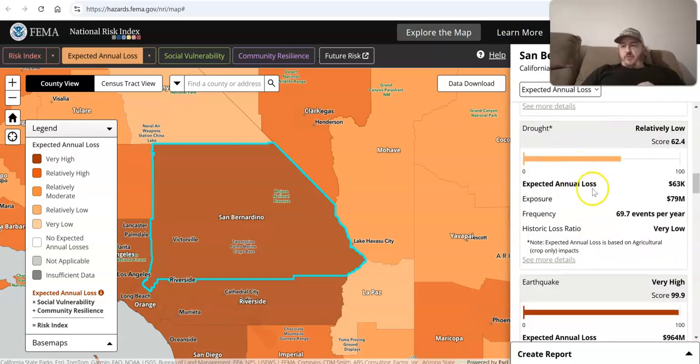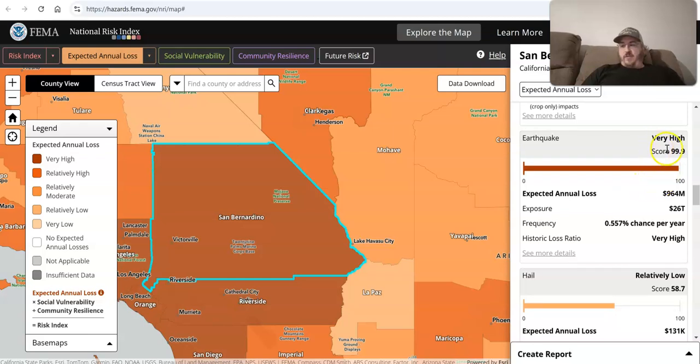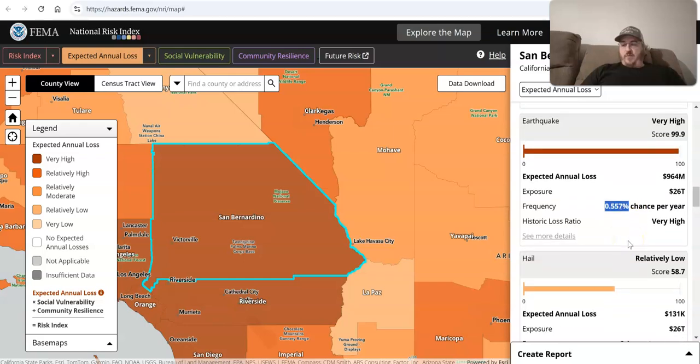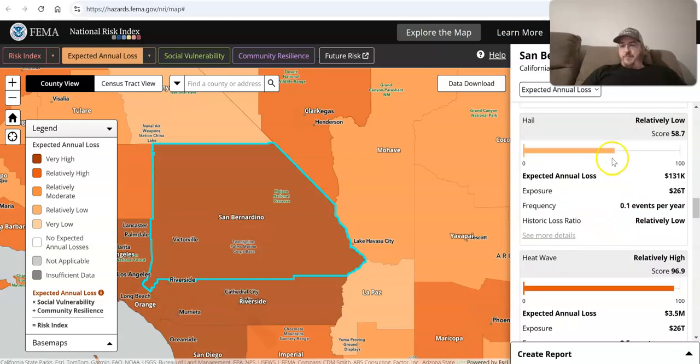So drought, okay, more events per year than we had, by a decent amount, but then relatively low. That seems a little strange to me when you compare to San Antonio. Earthquake, relatively high. That's kind of interesting, right? It's still only 0.5% chance per year, but I guess relative to the rest of the world, that's pretty high. And I mean, it is. I think this is 100 times more likely than it was when we looked at San Antonio. Hail, very, very low relative to ours.